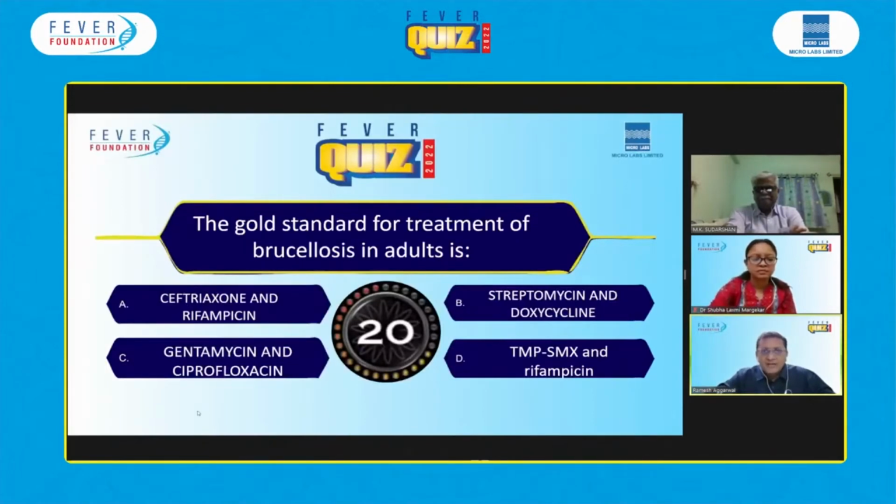So the gold standard for treatment of brucellosis in adults is choice A, is it ceftriaxone and rifampicin, or choice B, is it streptomycin and doxycycline? Choice C, is it gentamicin and ciprofloxacin? Choice D, is it trimethoprim, sulfamethoxazole, and rifampicin? And your time starts now.